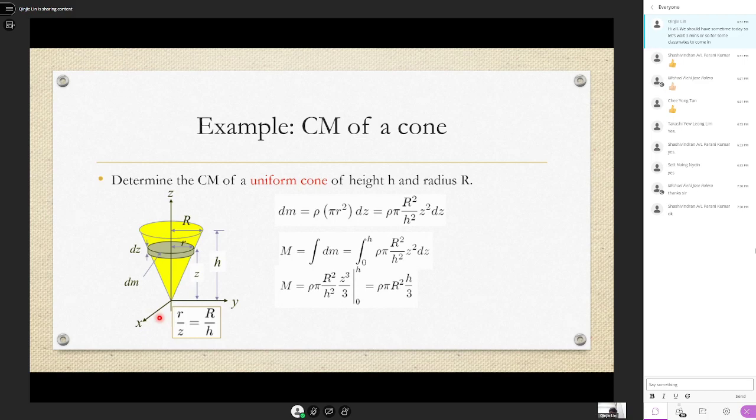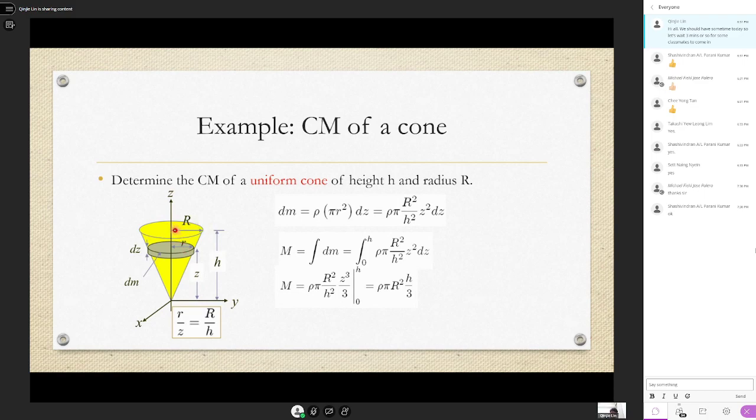We only need to care about one direction, which is along the z direction. For the x and y directions, obviously there's nothing to calculate, because the CM lies along the center. So there's nothing to calculate for x and y. We only need to care about the z direction. So same thing, draw out this diagram.